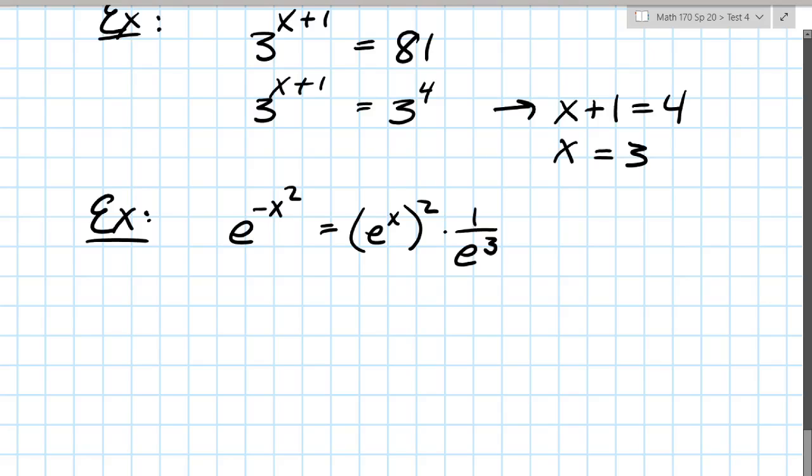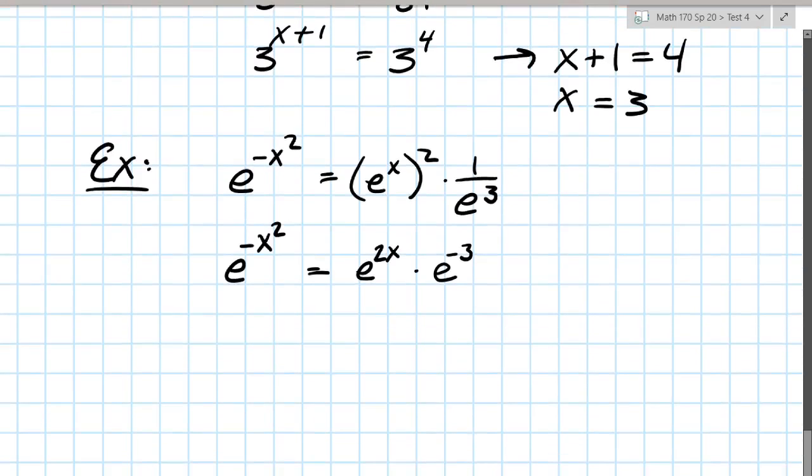So we would like to get this e to the something is equal to e to the something. So we're going to have to do a little bit of algebra before we can try to solve the problem. So the left-hand side, I like the left-hand side. Nothing I want to do to it. Right-hand side, we know that e to the x squared is e to the 2x because we have a multiplication rule there. Times, I would like this as e to the power, so instead of 1 over e to the 3, I'm going to write it as e to the negative 3.